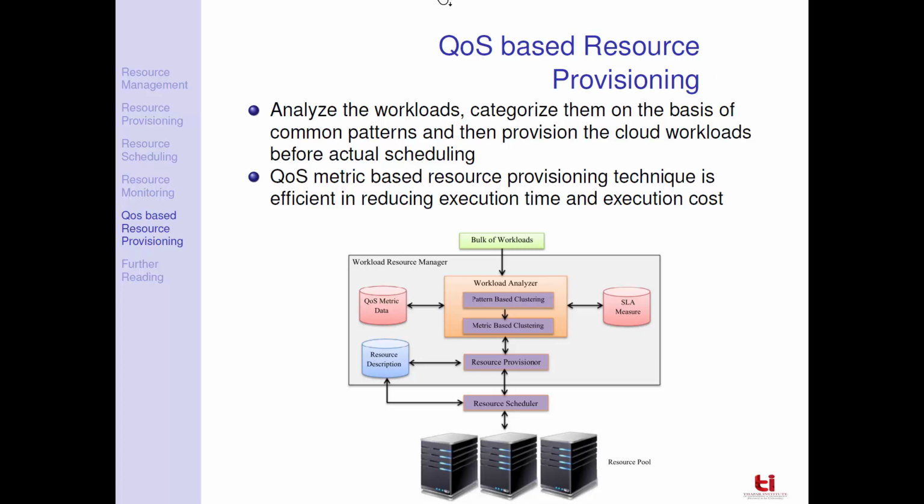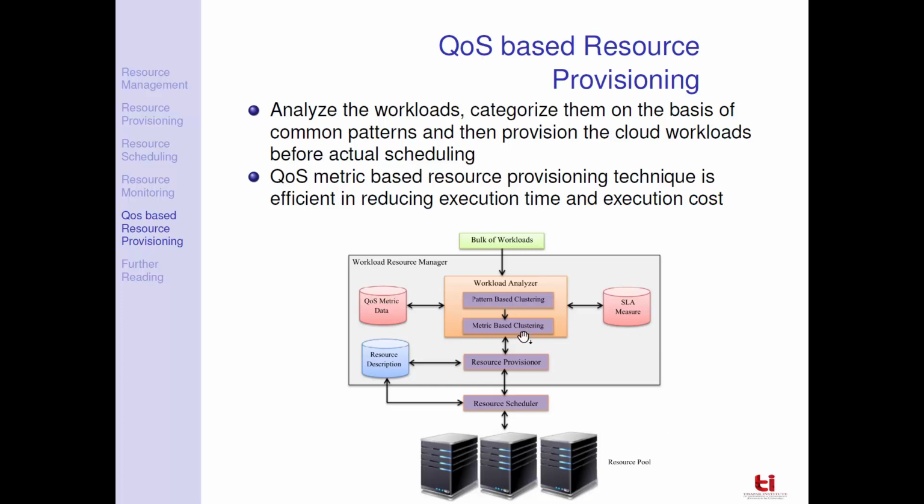So what does it do? It says to analyze the workloads which are coming and categorize them based on common patterns, and then provision the cloud workload before actual scheduling. So whatever workloads are coming can be analyzed. They can also be clustered based on a specific QoS requirement, and then the resources can be provisioned for them. We will just see what this QoS metric is. It says that the QoS metric based resource provisioning technique is efficient in reducing execution time and execution cost.